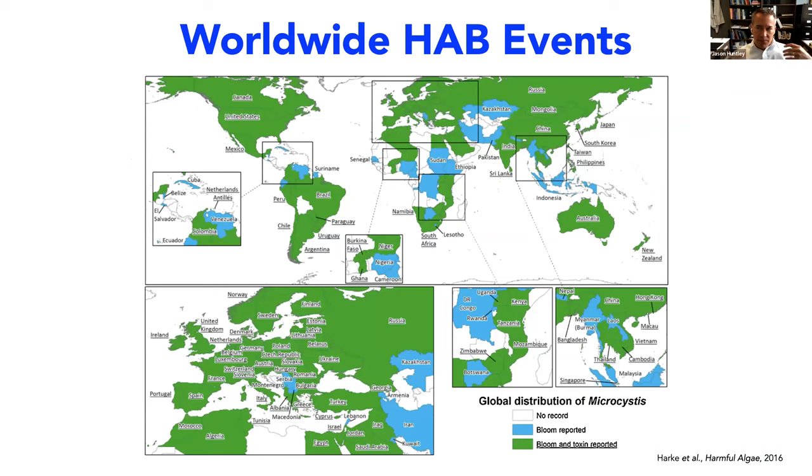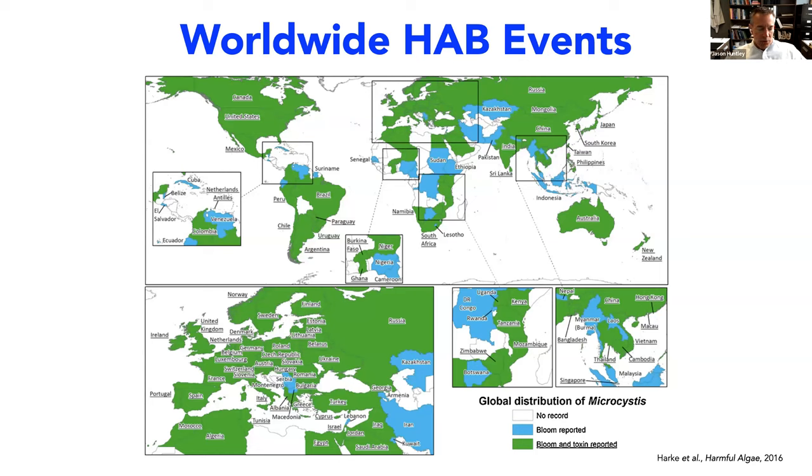And let's take even a further step back. This isn't just a Toledo or Lake Erie problem. Harmful algal blooms occur worldwide, and focus just here on the green colors. This is places where, number one, blooms are detected in fresh water. And number two, they release enough toxin to be detected, and we're talking about above the drinking limit, which is one part per billion. So this is a worldwide problem.